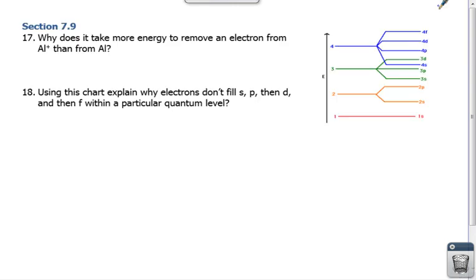Back to the question. Why does it take more energy to remove an electron from aluminum plus 1 than it would from aluminum? Think about that for a second. Let everyone think. You're good and fast, I know, but let the other people think for a second. Aluminum plus 1 versus aluminum. Okay, now let's talk. What you got?